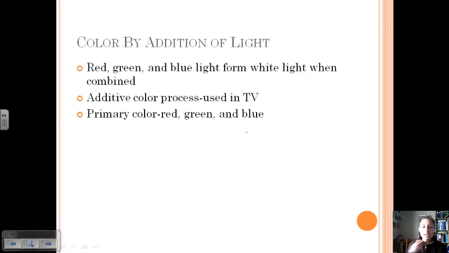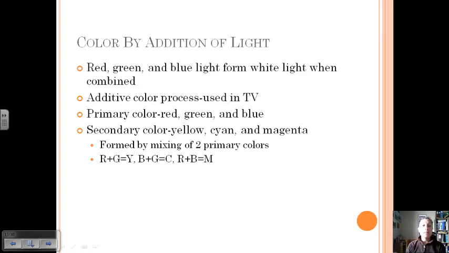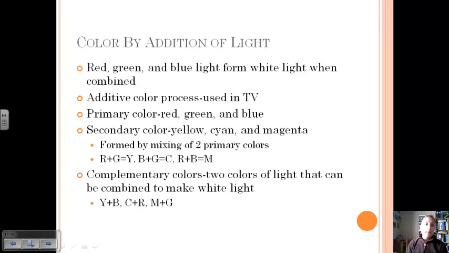The primary colors are red, green, and blue. From there we can make secondary colors, which are yellow, cyan, and magenta. We make these by mixing two primary colors. Red and green will form yellow, blue and green will form cyan, and red and blue will form magenta. Now remember, this is for light, not mixing paints, which is a solid medium, which is different.